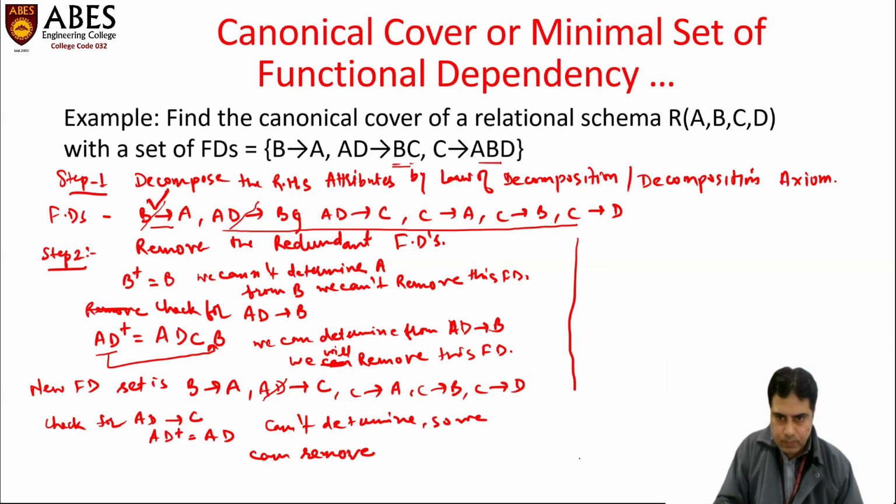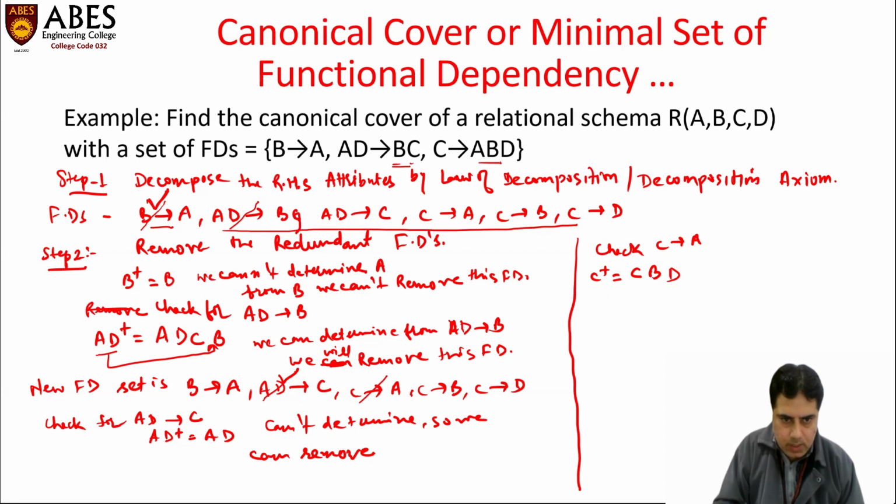Now check for C determines A. Take the closure set of C. C determines C. From C, we can determine B, and from C, we can determine D, and from B, we can determine A. So from C, we can determine A. So we will remove this functional dependency.